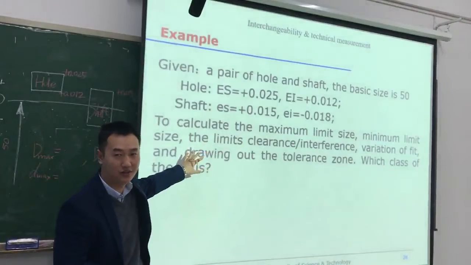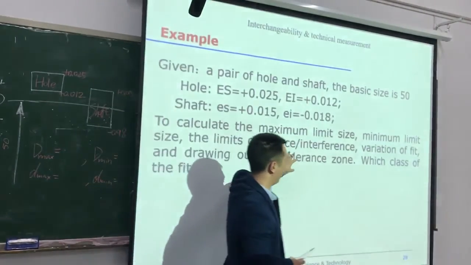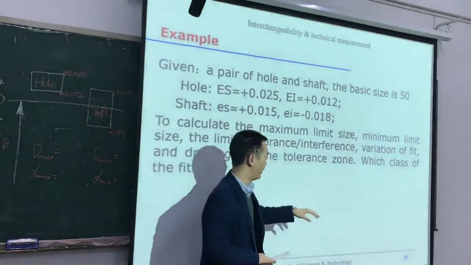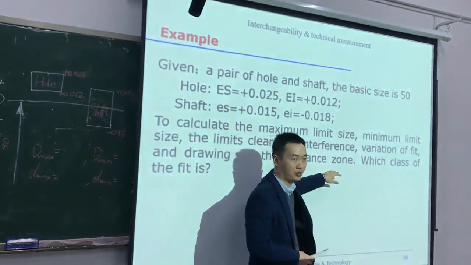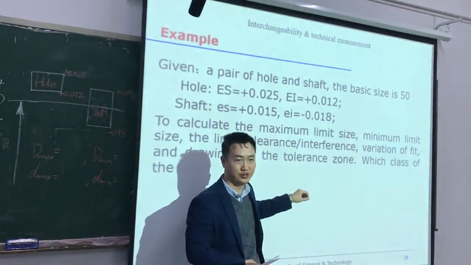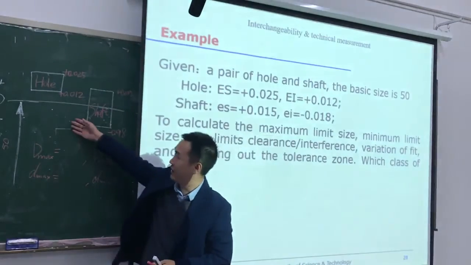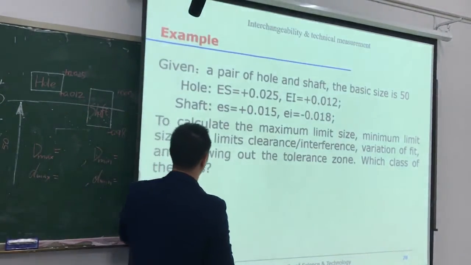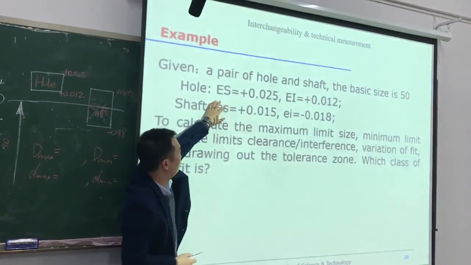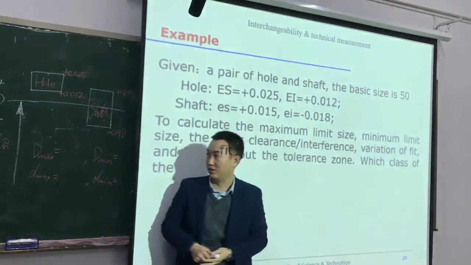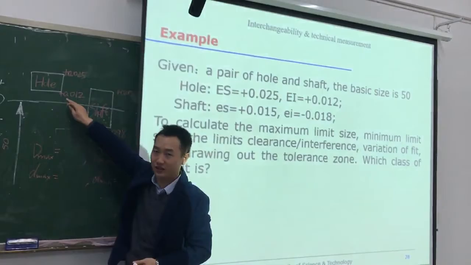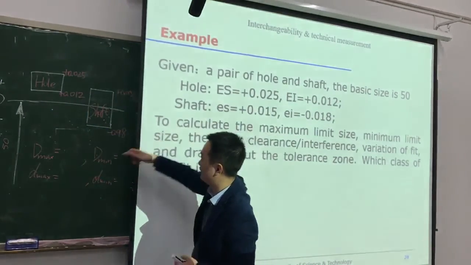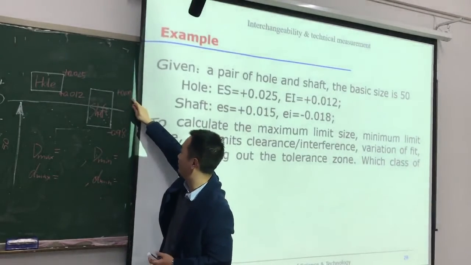Got a question like this. We have a trick to finish it. Anyway, we have to draw the tolerance zone first. So here I have already drawn the tolerance zone. For the hole, according to the question, we got the upper deviation and the lower deviation. You can write here. Is that correct? Correct. And for the shaft, we got the lower deviation and the upper deviation.